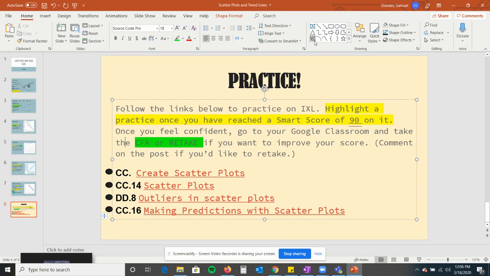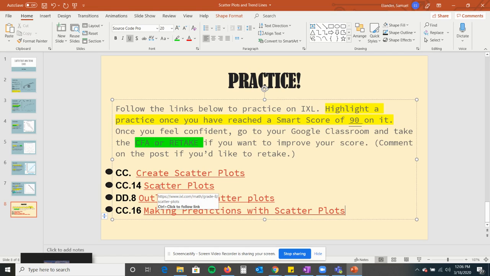Okay, so what do you need to do? 1, 2, 3, 4 IXLs. You can highlight each of these once you check them off to help you keep track. And once you get each of these to 90, then you go in, I'll have the CFA ready for you to take, and then you'll be done. I think you guys will do great. It should go pretty quick. Let me know if you need any help, okay?